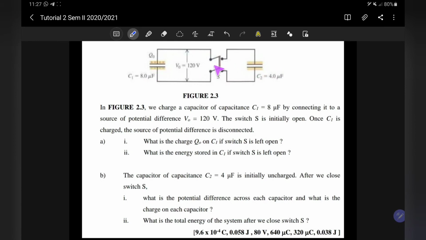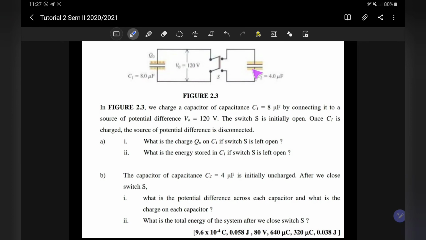So when V becomes equal to each other, there is no more charging process. The charging process stops already, so no more charge is supplied from C1 towards C2 here. Alright, okay, so from this, what is the potential difference across each capacitor and what is the charge on each capacitor?